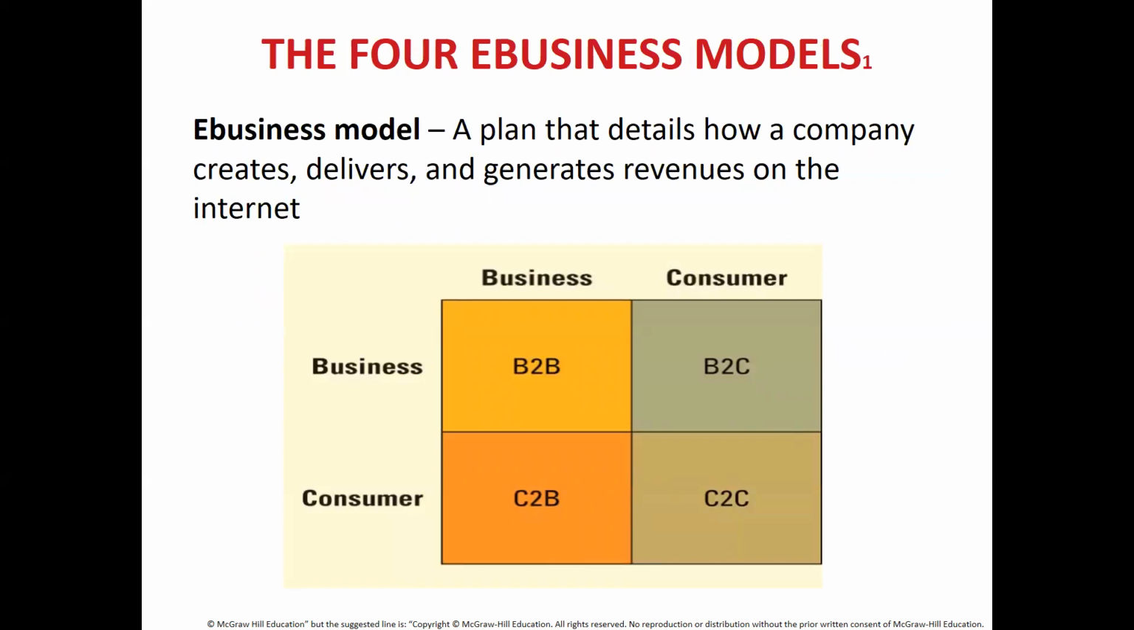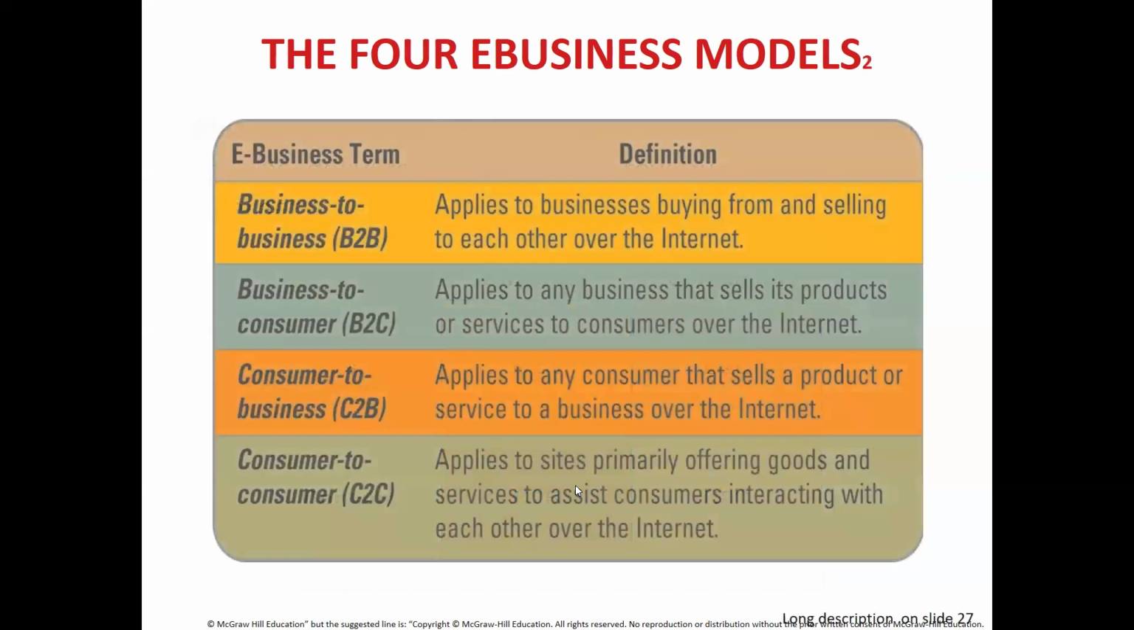The four e-business models, like I mentioned, you must have already gone through it, but we'll go over it again. Now, there are four types of e-business model, okay? What is an e-business model? Basically, it is a plan that details how a company creates, delivers, and generates revenue on the internet. So you have four types: business to business, business to consumer, B2C, and then you have consumer to business and consumer to consumer.